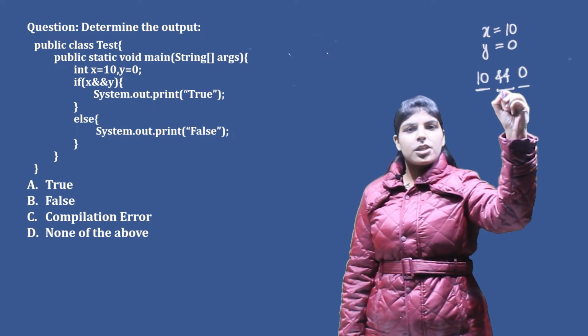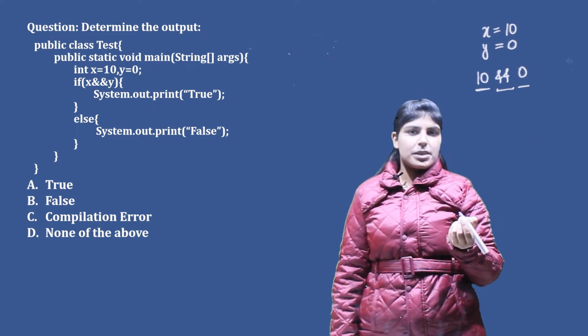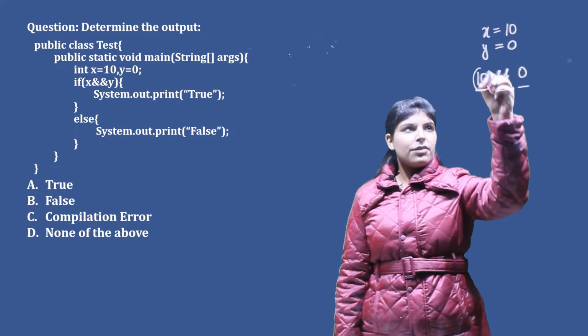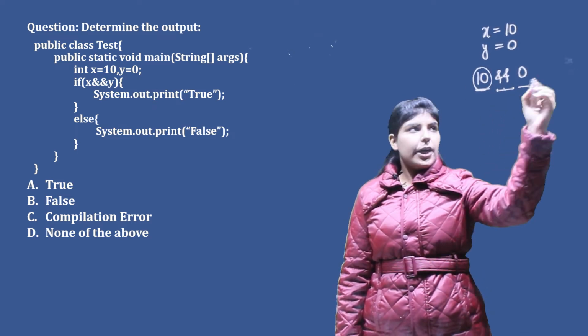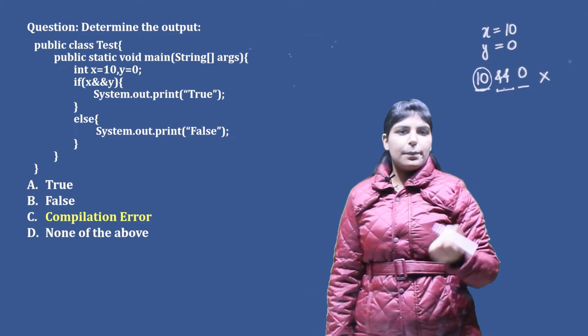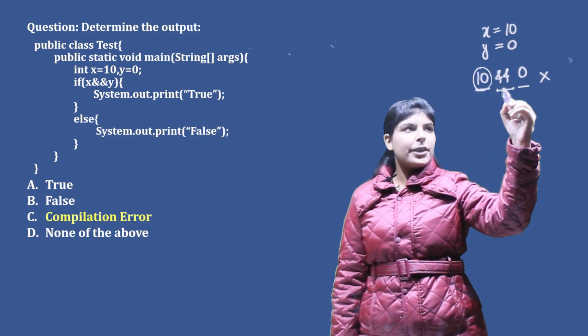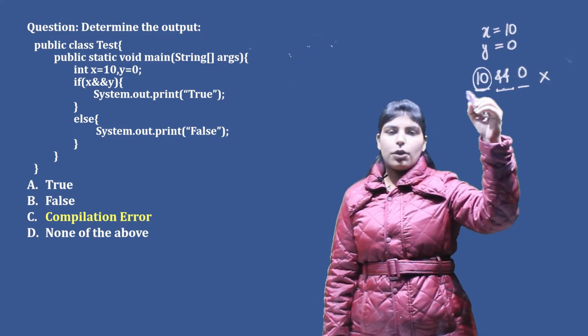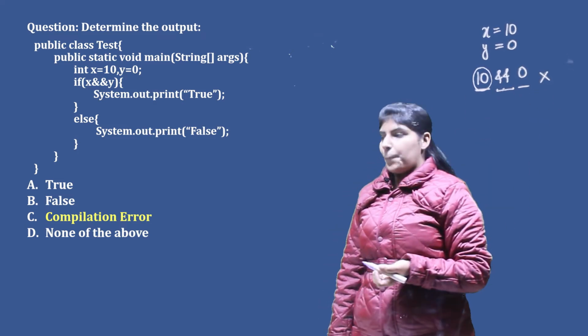So and is a logical operator. It takes two Boolean expressions, but 10 is an integer. So this integer when connected with a logical operator will give me a compilation error and it will not execute. So the error will be bad operands for the binary operator and. So and should have Boolean operands on both of its sides. So it will give a compilation error.